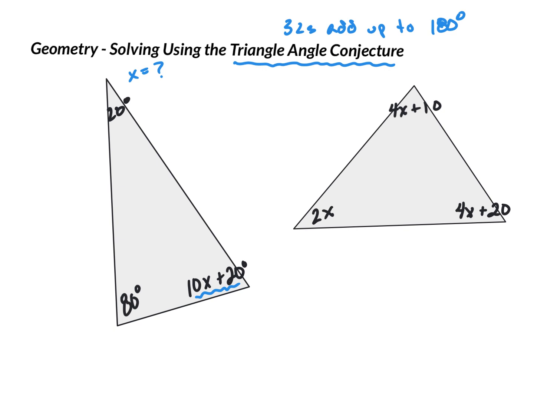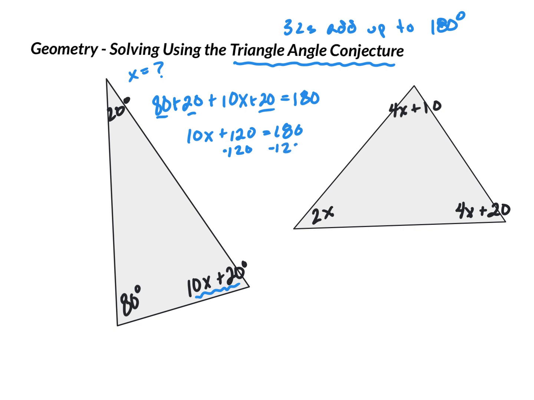So you could say, well, 80 plus 20, the two I was given, plus 10x plus 20 equals 180 if I add all of those together. Well, let's combine our like terms. 80, 20, and 20 is 120. So I'm going to have 10x plus 120 equals 180. Subtract 120 from both sides. I've got 10x equals 60. Divide both sides by 10. X is equal to 6.